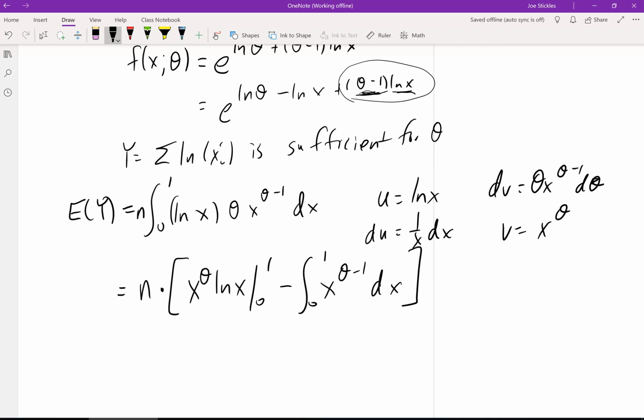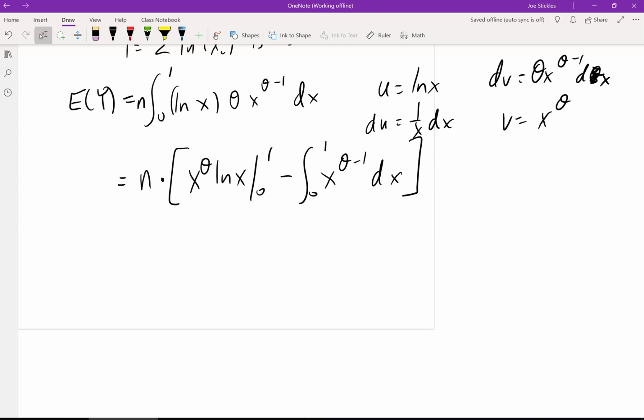I don't know why I wrote d theta over here. This should be dx. So this part here, when I plug in 1 for x, I get 0 for the natural log. If we put in 0 for x, this part's 0, this part's negative infinity. So technically you would have to use L'Hopital's rule, but for any arbitrary theta, as long as theta is positive, this will always turn out to be 0. So this is going to equal 0 no matter what, regardless.